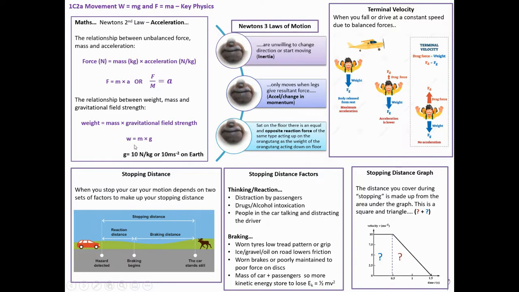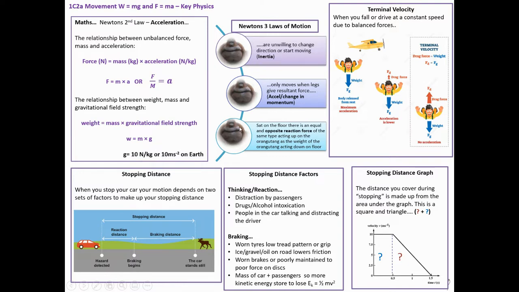But we've got weight is mg. g on Earth is 10 newtons per kilogram, 10 meters per second squared on Earth. There are different values for different planets as well. So that's something to think about for exam questions, but you just have to know the one for Earth and then use that and then make changes from it.